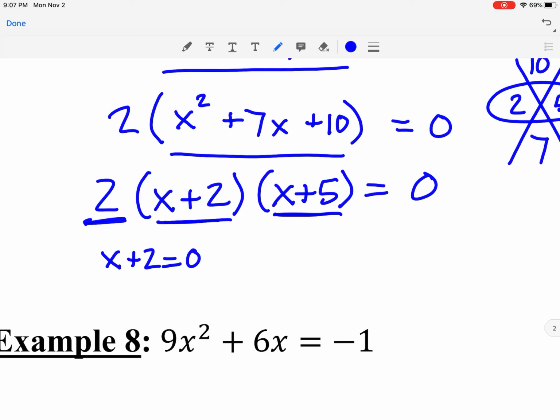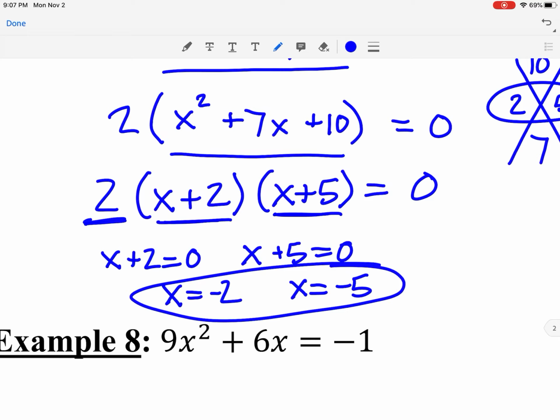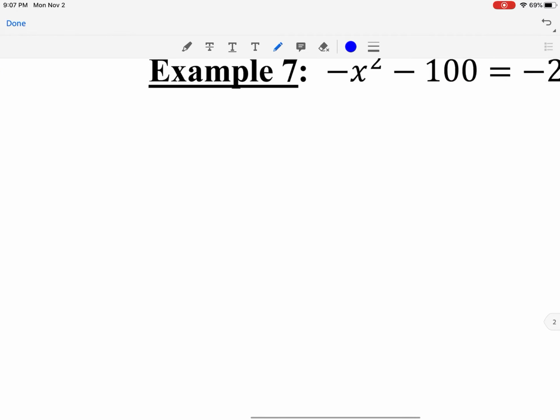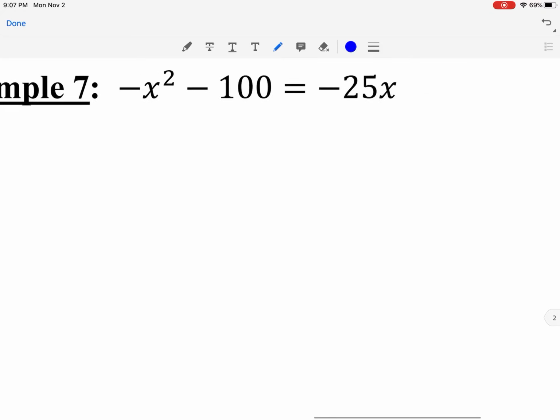So I can just say either x plus 2 is going to equal 0 or x plus 5 equals 0, and those are the only two that need to be solved. And we get 2 answers. And most of the time for a quadratic, you will get 2 answers.